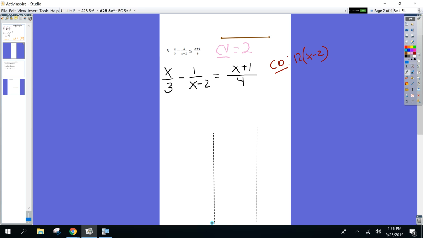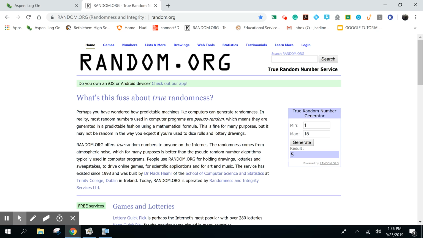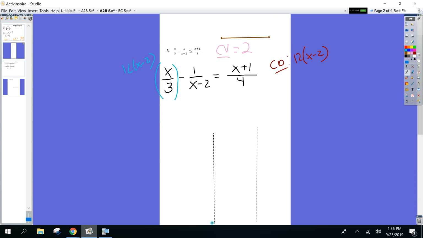Okay, I'll take this one at a time. If I multiply this first one by 12 times x minus 2, what's going to cancel? Because something will cancel. Something should always cancel. Because remember, I need to get these denominators out of there. Oh, 5. Good job. 6. Yep. You can cancel out the denominator and put 4 up top. Great job.